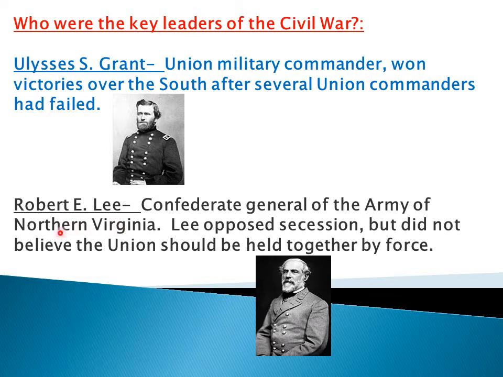Don't be confused by the northern part. Virginia, remember, was part of the Confederacy. So he fought for the South, for the Confederacy. Lee opposed or was against secession, but did not believe the Union should be held together by force. Remember, his home was in Virginia, so he fought for his home against what he believed was unnecessary force from the federal government.